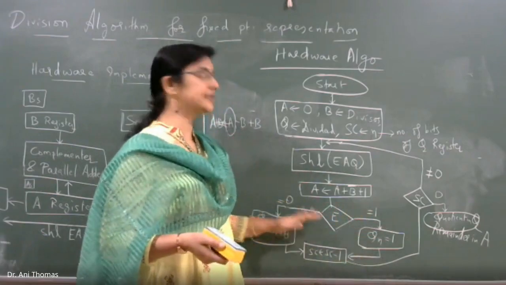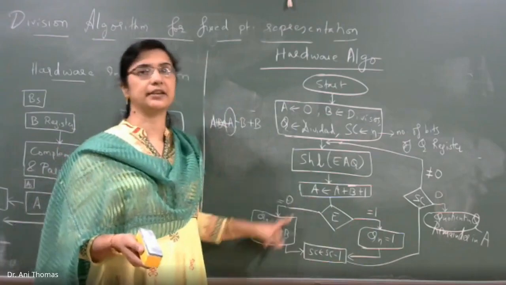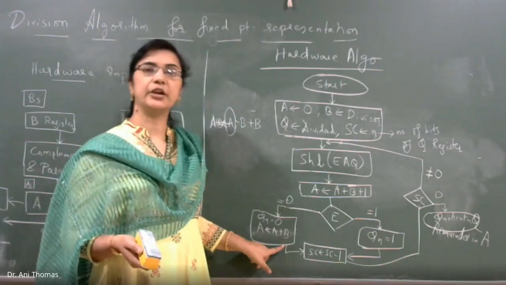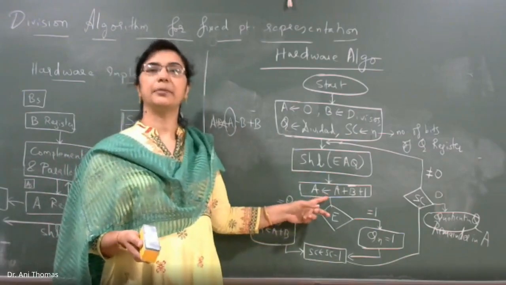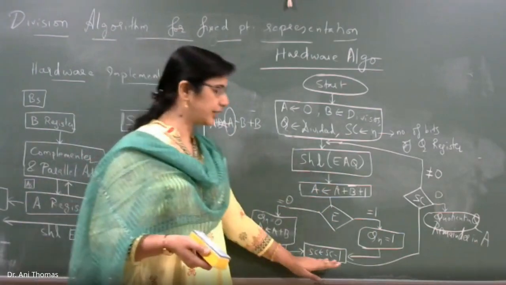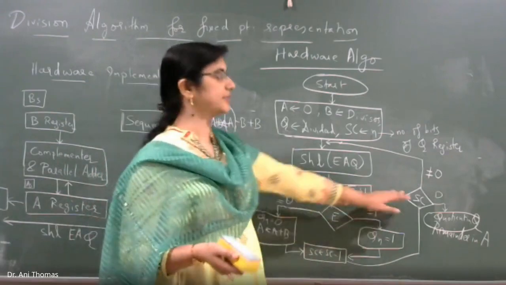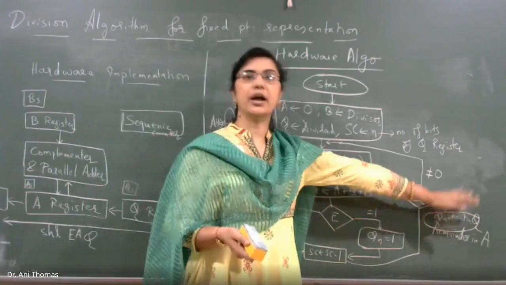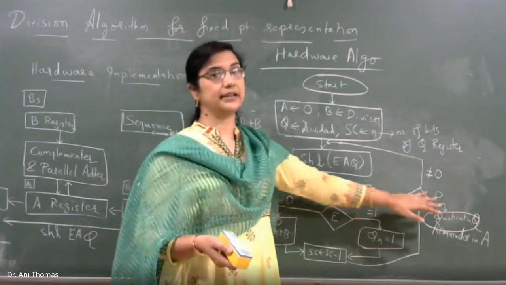If A is 0, we don't have to do anything. But since we have subtracted, we are adding to restore the value of A. We are doing A minus B, which we did earlier here, and then A minus B plus B. Then we decrement the sequence counter and check if it is 0. If so, we find the quotient in Q and the remainder in the A register, and their signs also.